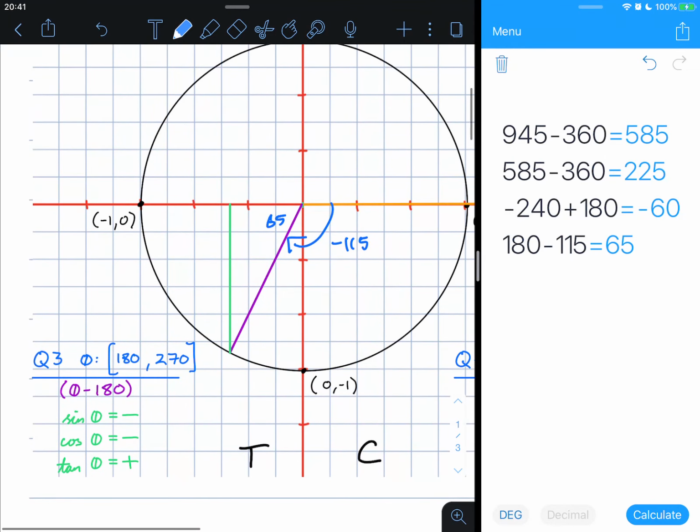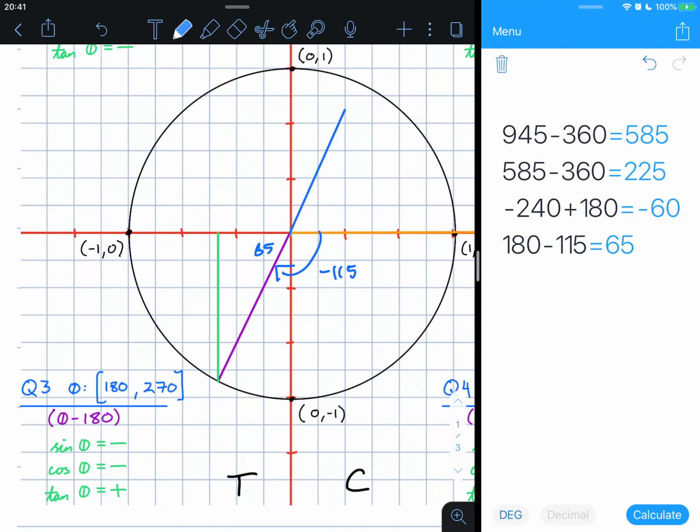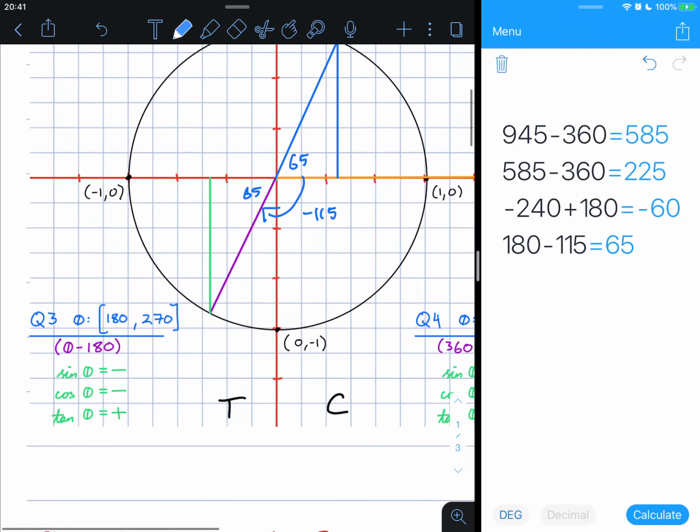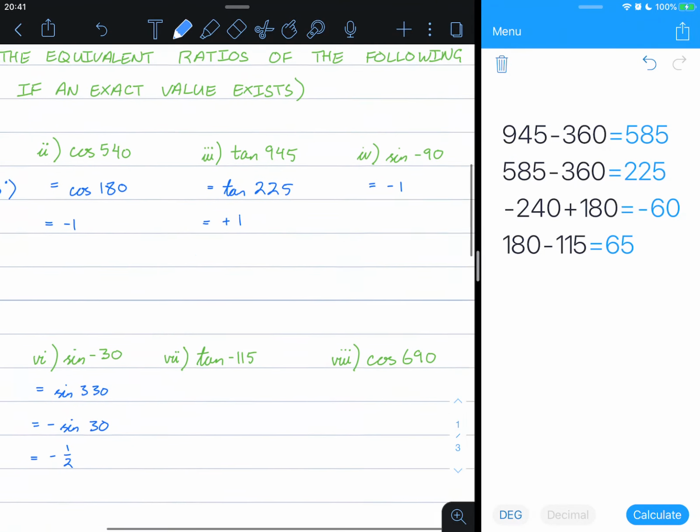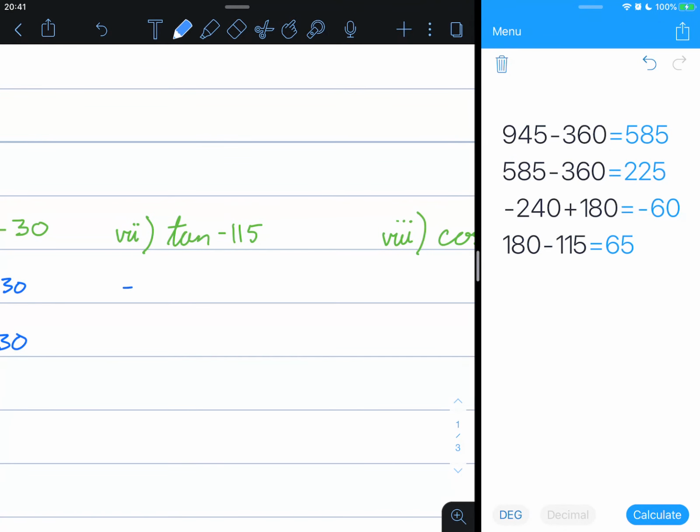But if we treat it as if it were coming from the positive side, right, that is the same as if it were here in the first quadrant of 65 degrees. So tan of 65 degrees, and because it's in the third quadrant, it's also positive. So tan of negative 115 is equal to tan of 65, which we don't have an equivalent ratio of. We could type it into the calculator if we wanted to.